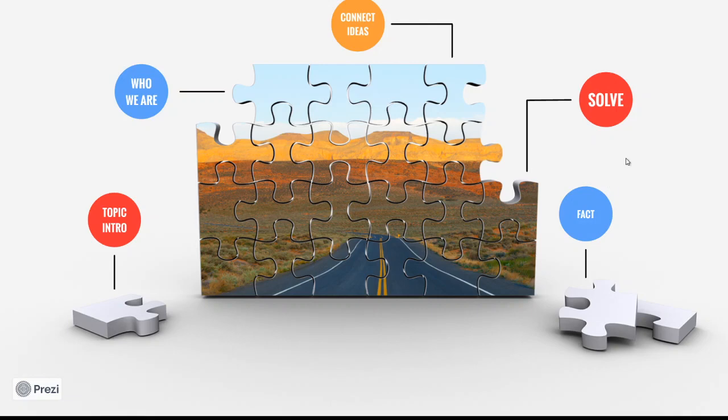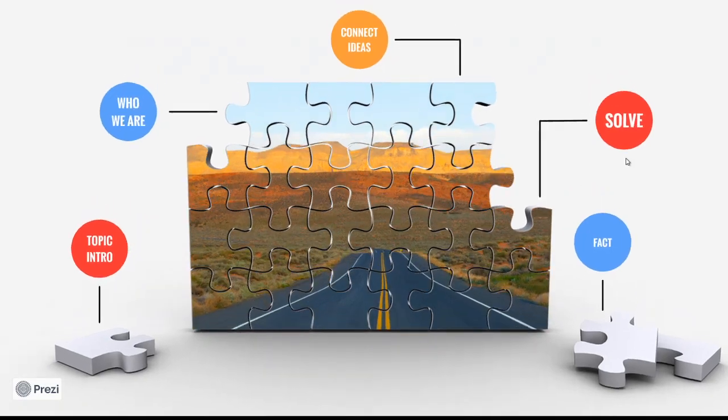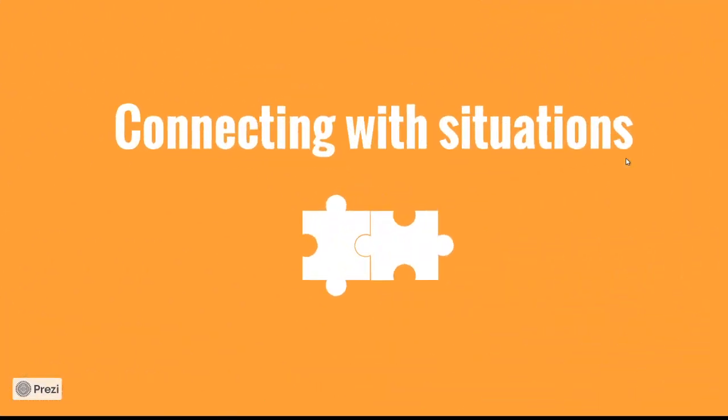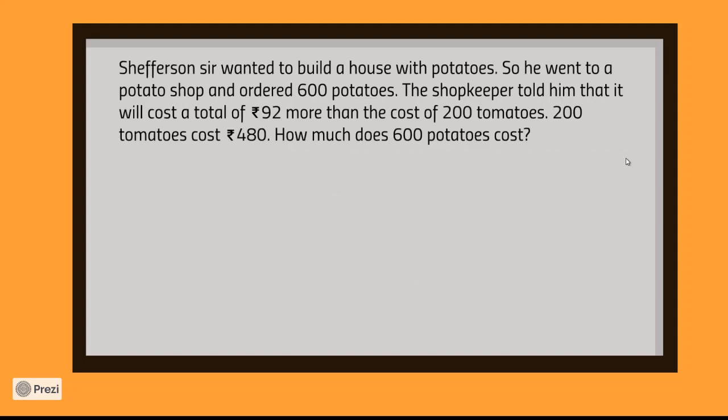So let us move on with the next part of the lecture, connecting with situations. Let us bring an example. Chef and Sir wanted to build a house with potatoes. That's weird. Okay, so he went to a potato shop and ordered 600 potatoes. The shopkeeper told him that it will cost a total of 92 rupees more than the cost of 200 tomatoes. 200 tomatoes cost 480 rupees. How much does 600 potatoes cost?